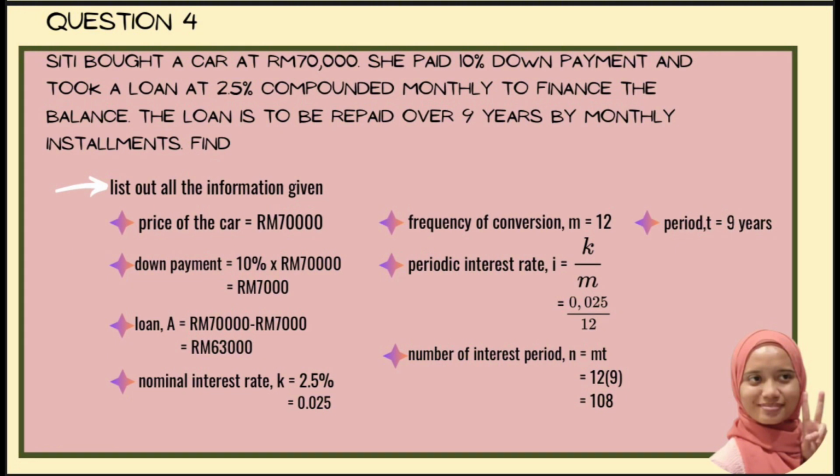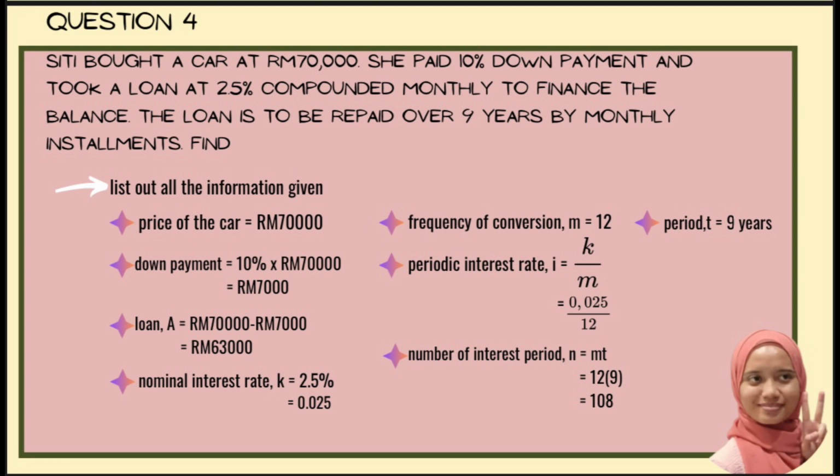First, we know that the price of the car is 70,000. And then it said that Siti paid 10% down payment. So we will get 7,000. How do we get 7,000? We multiply 10% with 70,000, so we will get 7,000. From here, we will get the loan that Siti made. 70,000 we need to minus 7,000, and then we will get the loan 63,000 ringgit.